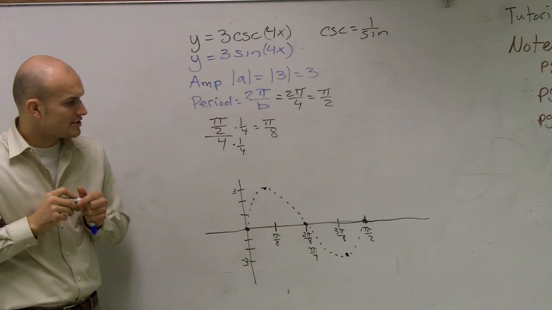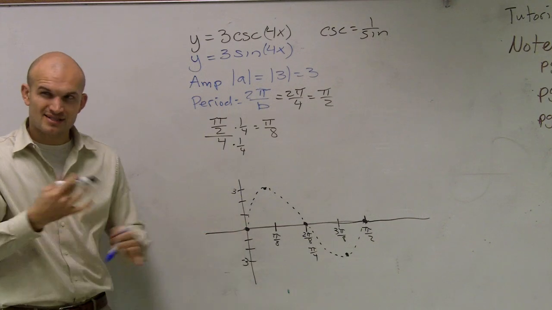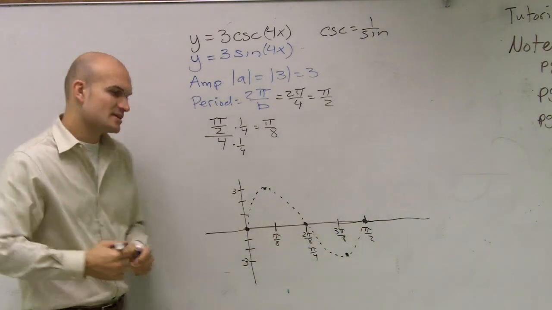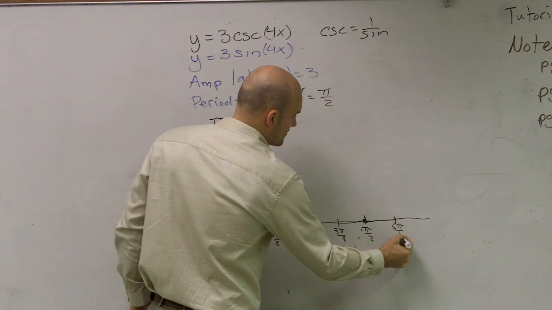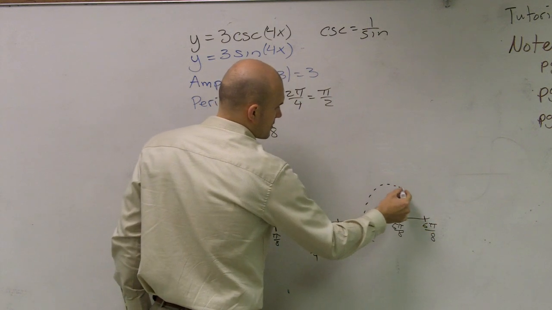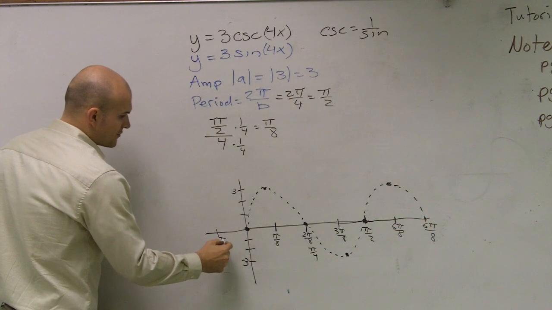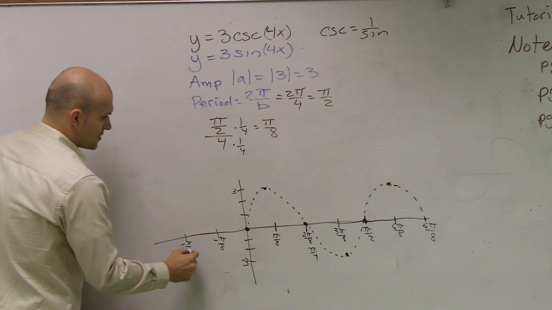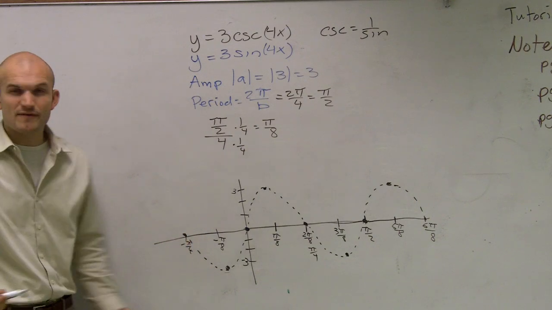So now I need to continue this graph. Remember, we always want to graph more than 2 periods, so I'm going to extend this a couple more points. If I add another one over, this would be 5 pi over 8, and this would be 6 pi over 8. And over here, it would be negative pi over 8, and this would be negative pi over 4. Everybody follow me so far?